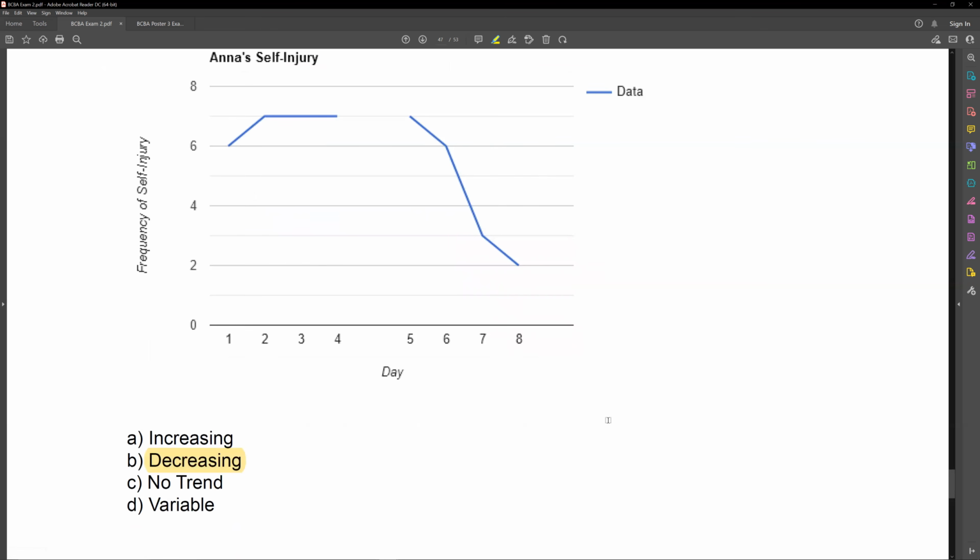Easily decreasing. If you struggle with trend, variability, level, go review those. Those are very easy things that you're going to have to apply on the exam, and you don't want to miss those questions. Trend questions, variability questions, those are easy questions, okay? Make sure you know those, make sure you review them.